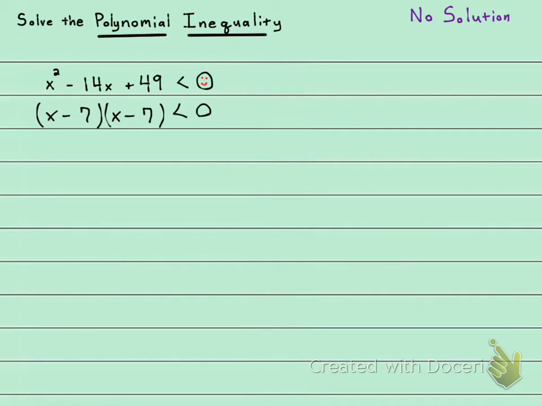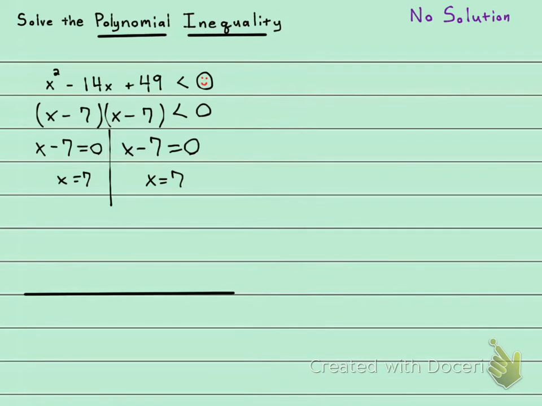Okay, so there's my two factors. Those are going to be my boundary points. If I set both of my factors equal to 0, x minus 7 equals 0, x minus 7 equals 0, I will find those boundary points. Add 7 to both sides, x equals 7, add 7 to both sides, x equals 7. Now I actually only have one boundary point here, right? 7 is the same as 7.